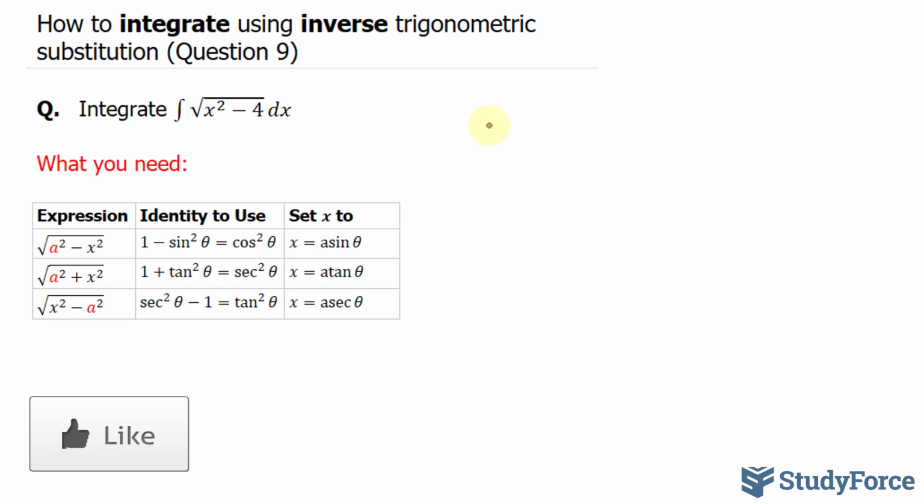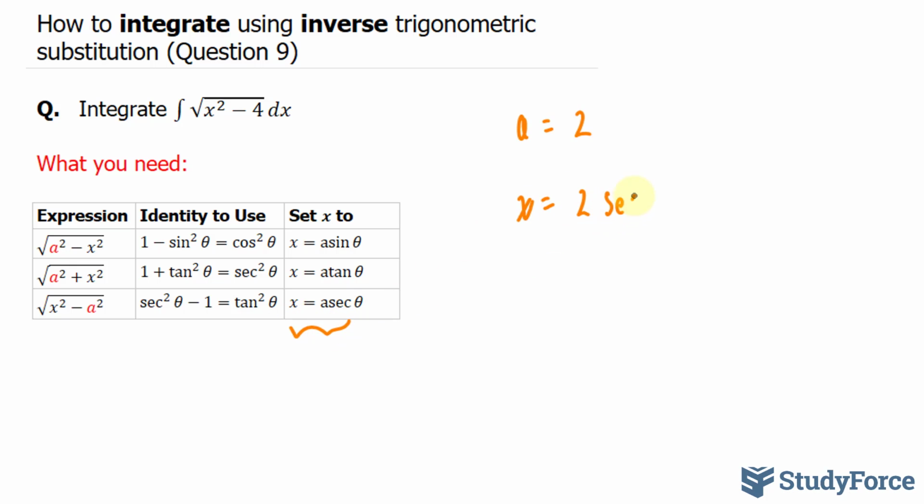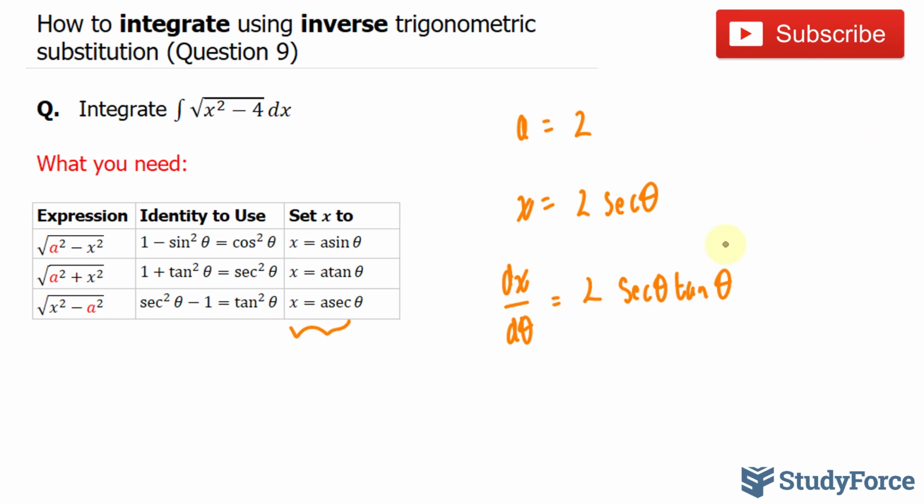So in that case, our a, which is our constant term here, will be the square root of 4, which is 2. And so we have x is equal to 2 times secant theta. Remember, secant is the reciprocal trig function of cosine. The next step is to take the derivative with respect to theta. And if I do that, I'll end up with dx over d theta is equal to 2 secant theta tangent theta, which happens to be the derivative of secant theta.